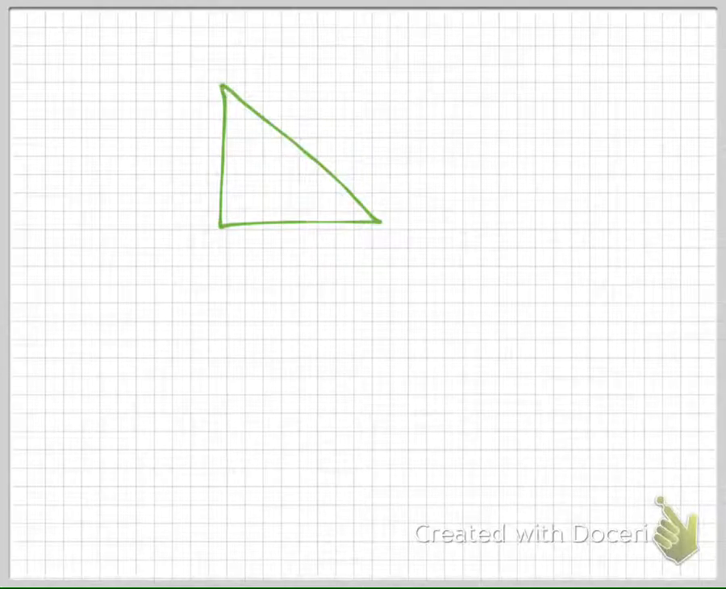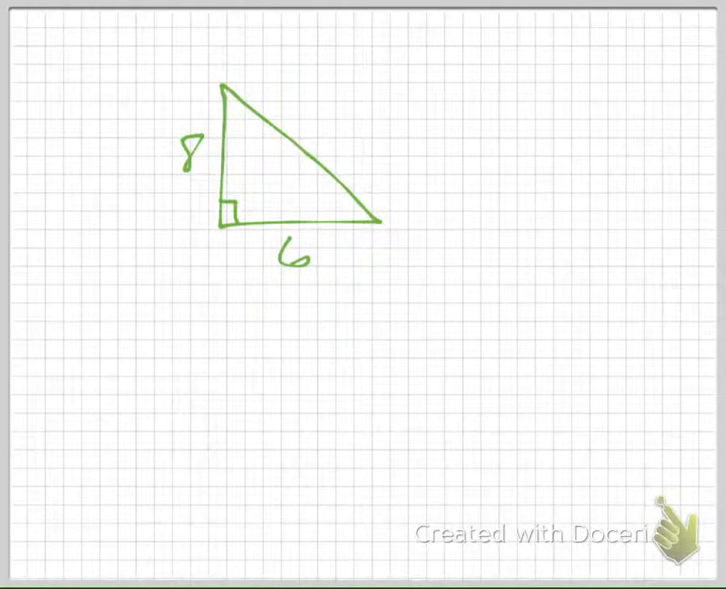Okay. Really quick, how do I find the area of a triangle? If this was 8 and this was 6, how do I find the area of a triangle? What's the rule? Isn't it base times height? Base times height. Half, right? It's half. It's 1/2 base times height.